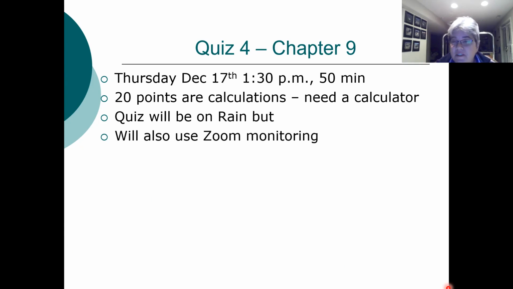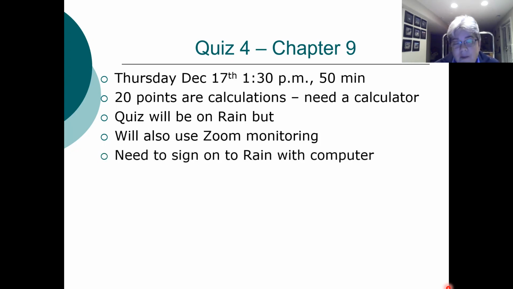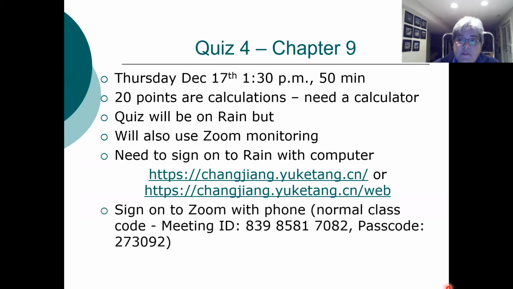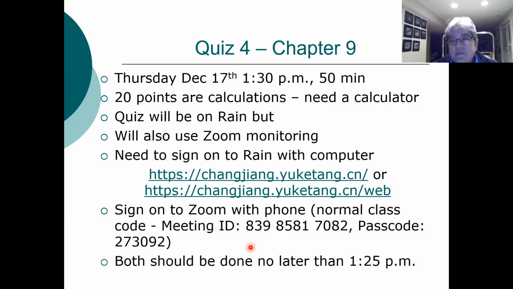For most of you, I understand this is what you did last semester, so this shouldn't be a problem for you. Okay, so what that means is you need to sign on to RAIN with your computer, and you go to one of these websites to do that, and you can sign on through your WeChat group. You could also set it up to sign up through your email. If you want to go through that on your phone, you could do that. And then Zoom will be on your phone. So we will use our normal class meeting code to do that, like you do for normal class. Both of these you should be ready to go by 1:25, okay, because the quiz starts at 1:30.